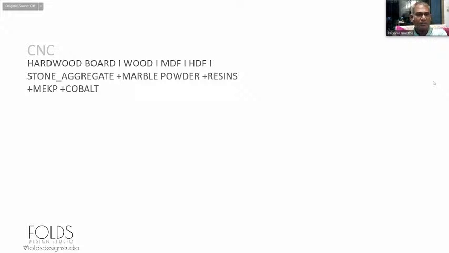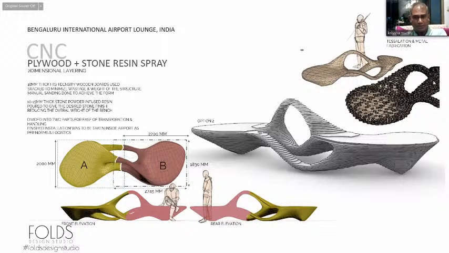So this is all about again using CNC and hardboard with marble powder. This is a sculpture, a bench again, that we did for Airport Bangalore. This is kept in the TFS lounge in the international terminal at Bangalore. So this is again a small sculptural piece, but people can also use it.